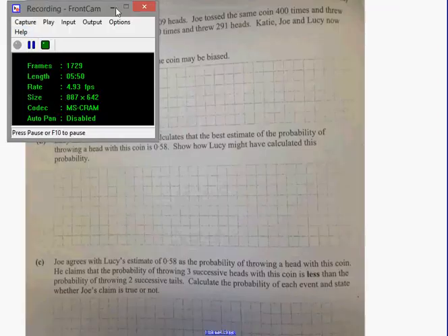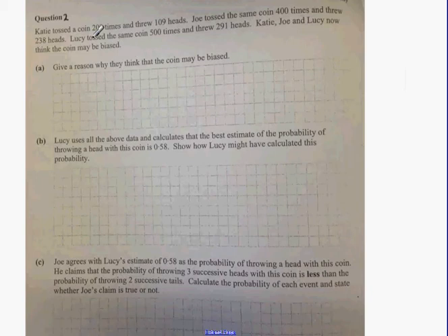So, just question 2 states, Katie tossed the coin 200 times and threw 109 heads. Joe tossed the same coin 400 times and threw 238 heads. Lucy tossed the same coin 500 times and threw 291 heads. Katie, Joe and Lucy now think the coin may be biased. Give one reason why you think the coin may be biased.